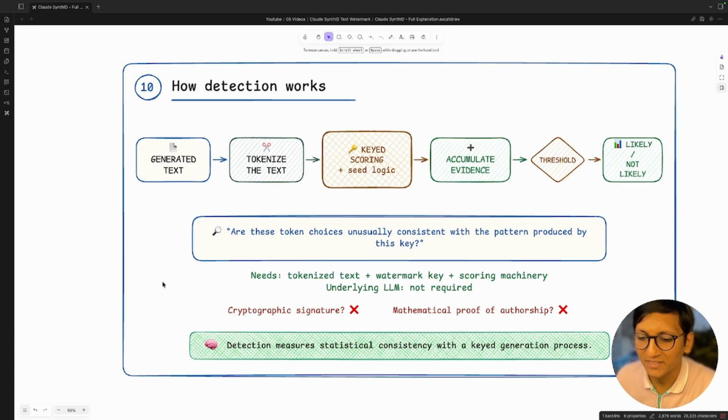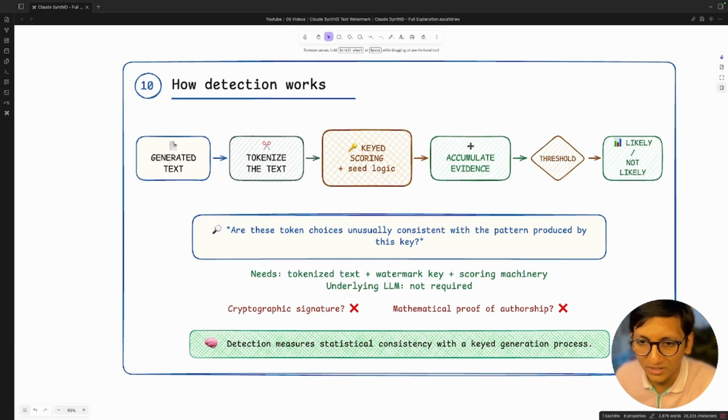Now, the published SynthID research says that the scoring works only with the tokenized text, the watermarking key, and the scoring machinery. It does not need the underlying LLM. The result is very probabilistic, so there is no cryptographic signature attached and no mathematical proof of authorship added. So, in simpler terms, detection measures the statistical consistency with the keyed generation process: how frequently a pattern has been observed in the sentence, and whether that pattern was generated with the key. Now, this distinction changes what a positive result is.